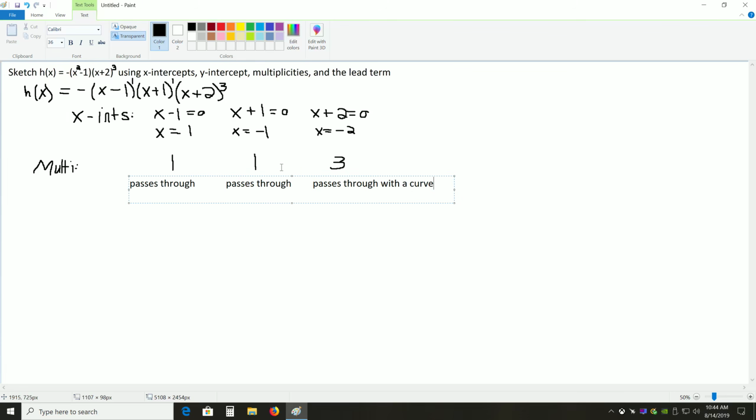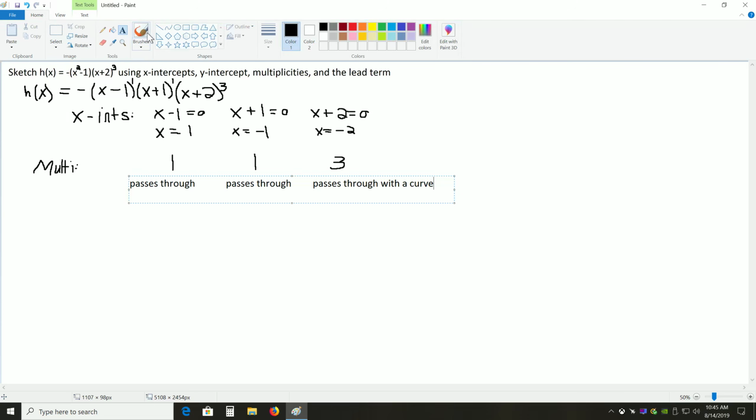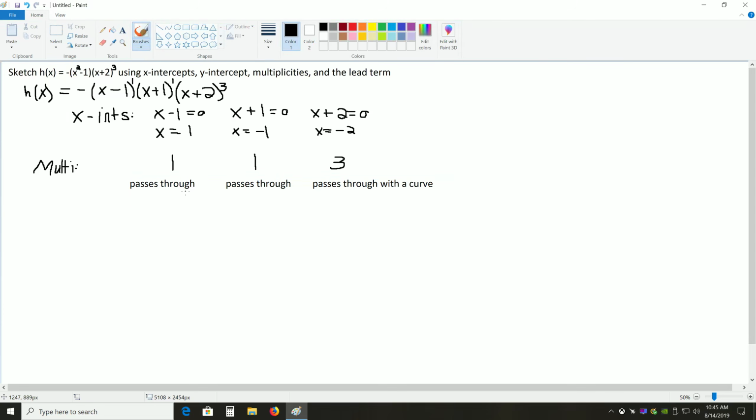So whenever you see an odd multiplicity, it's going to pass through, and if that multiplicity is greater than 1, so if it's 3, 5, 7, so on, it will pass through with a curve to it. If it's an even multiplicity, then it will always just bounce back. It'll look like a parabola. Okay, so going back to this, we now have the x-intercepts and the multiplicities.